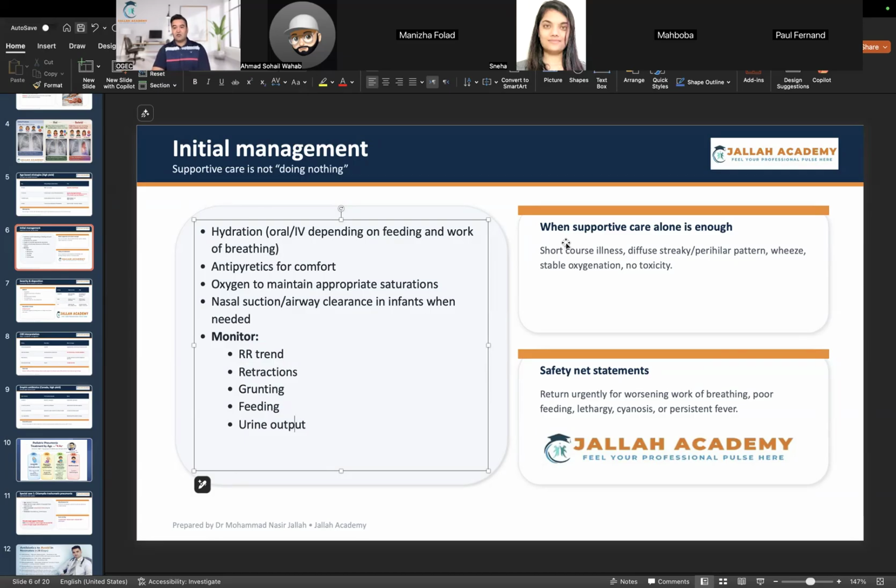When is supportive care alone enough? When we don't have to do anything else and stick only with supportive therapy: a short course illness, a diffuse streaky peribronchial pattern in the X-ray finding, the patient has wheezing but stable oxygenation, and the patient does not look toxic. Safety net statement: return urgently for worsening work of breathing, poor feeding, lethargy, cyanosis, or persistent fever. That is something you need to remember when you are doing the consultation in NAC OSCE.